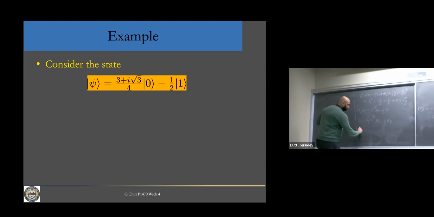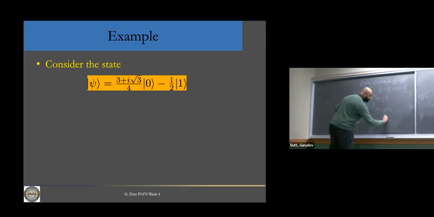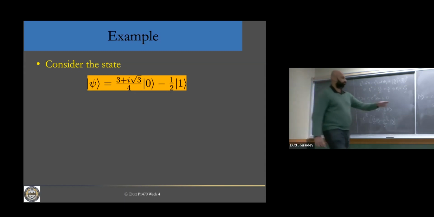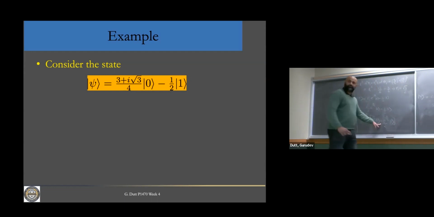So to do that, I will take out the e to the i pi over 6 out of the equation. So I'll be left with √3/2 times 0 minus e to the minus i pi over 6 divided by 2 times 1 times theta. That still isn't quite in the way we want it, because remember we see a plus sign over here, whereas here we have a minus sign.